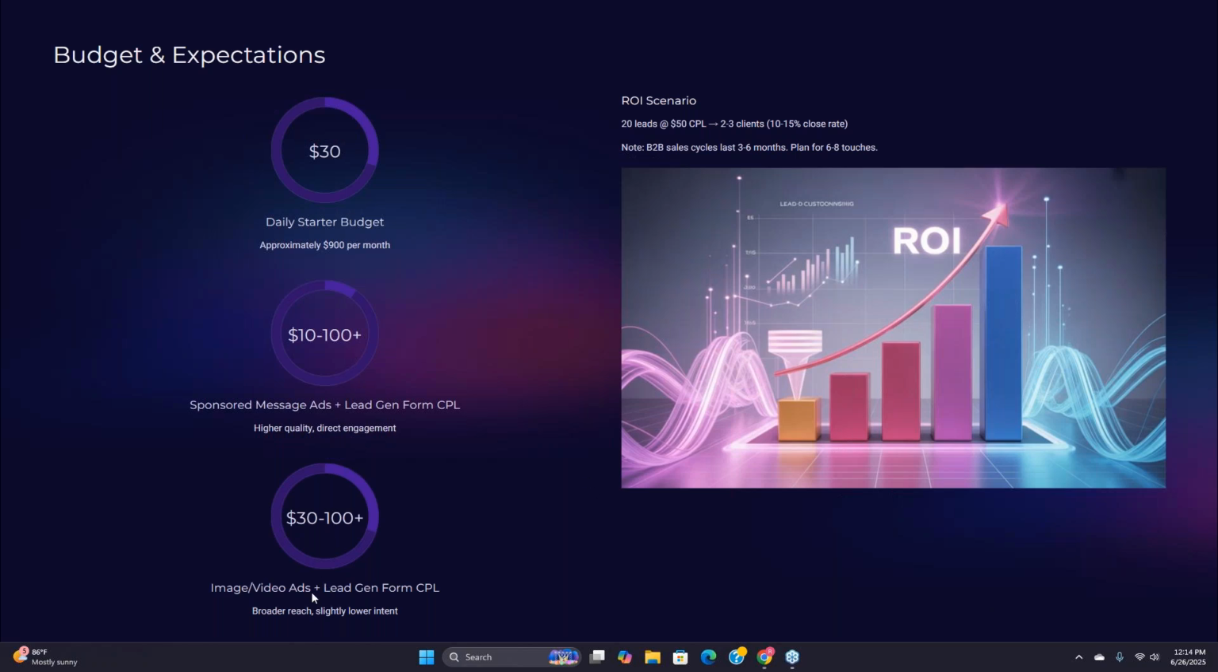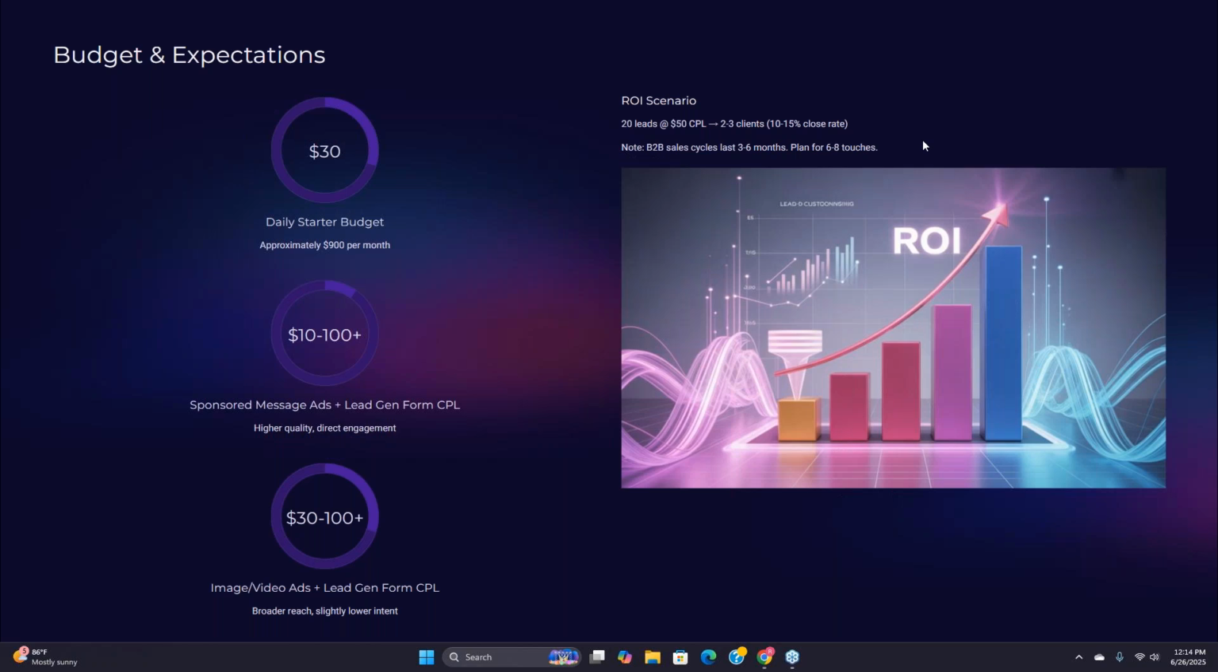And then as far as the image and video ads, similar, but you can't get quite as low of a CPL as you can with the message ads. I've tested every format on LinkedIn, ran many campaigns. The message ads still win in the end. An ROI scenario, let's say you get 20 leads at $50 per lead, and out of that you get 2 to 3 clients at 10 to 15% close rate. That's a win, especially if you have a high value offer.